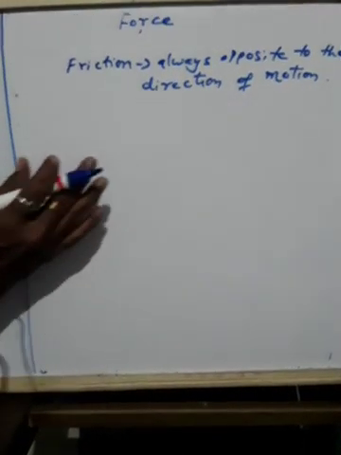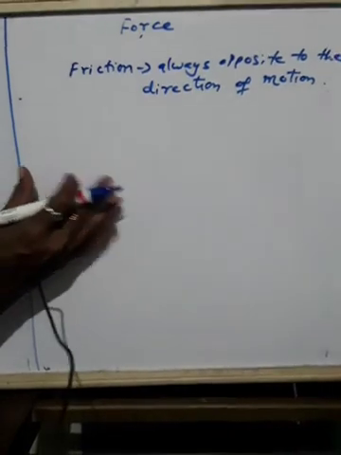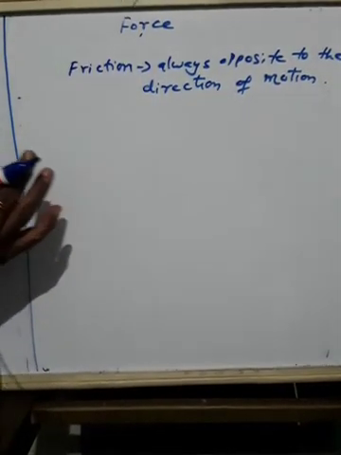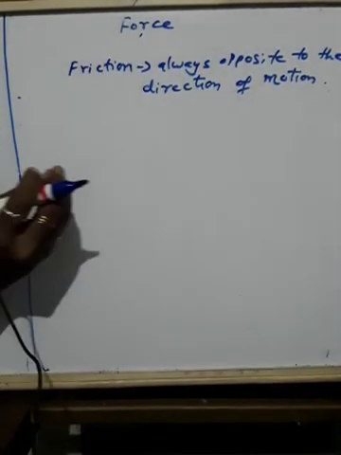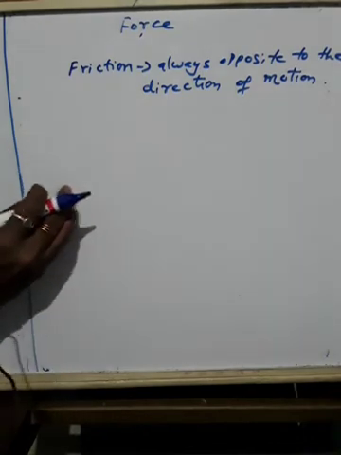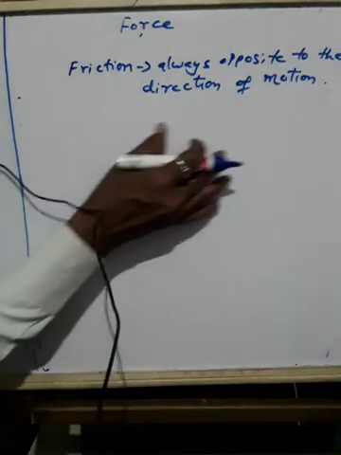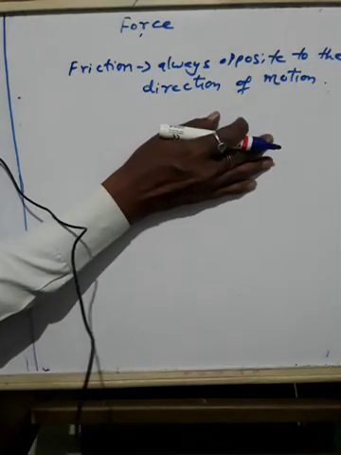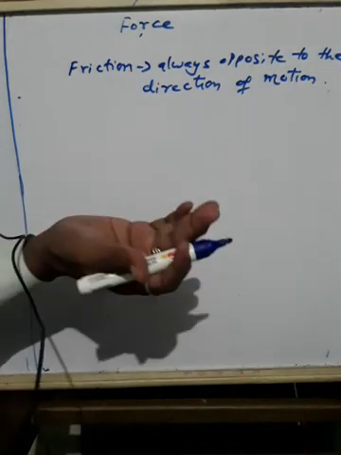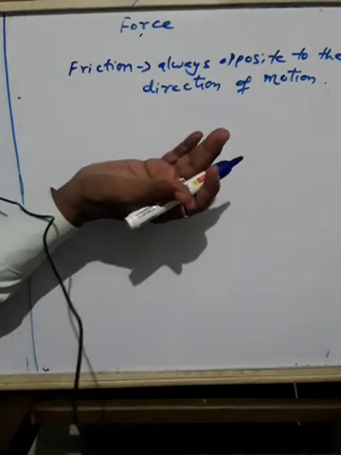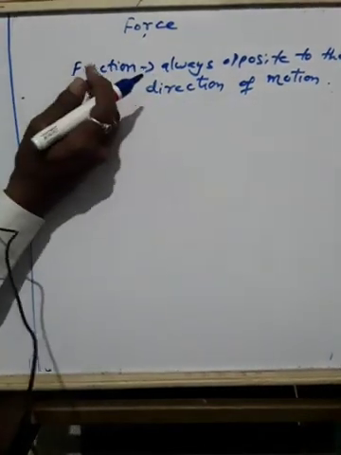So that's why, when you take a ball and roll it, it will move for some time. Even if a football player kicks the ball on the field, it moves for a while and afterwards it will stop. Why? Because there is one more force acting in the opposite direction. That force is called frictional force.